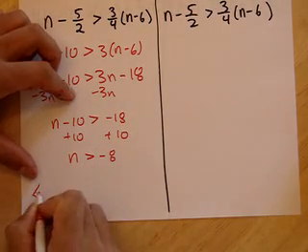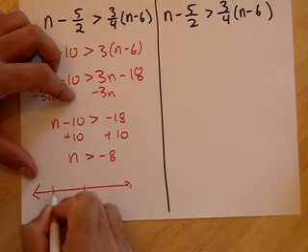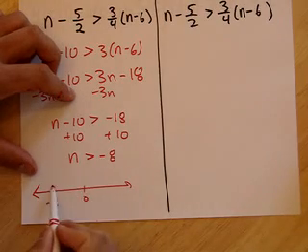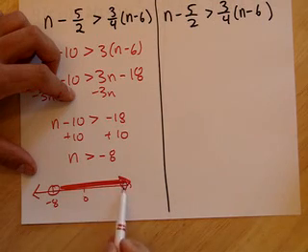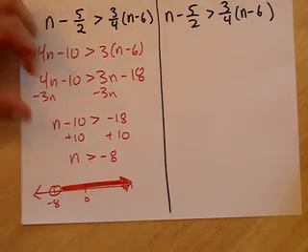To graph that, I go down from 0 down to negative 8. I put an open circle on it, and I know n is going to be greater than it, so it's going to be to the right of it. Because it's going to be to the right of it, I draw the arrow that way and leave an open circle.